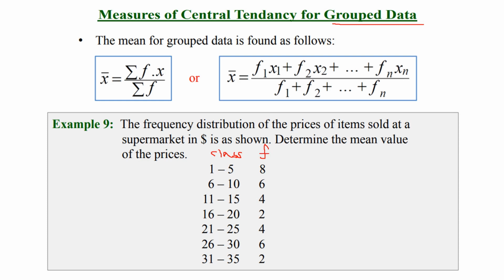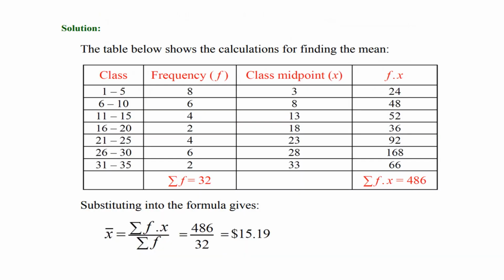So what do we have to do? The rule depends on the frequency and x, where x is the class midpoint. We already discussed the concept of class midpoint for drawing the frequency polygon, so we do the same thing. The solution for this question: first, you need to arrange the table. Take classes in the first column, and the given frequencies in the second column. Next column is class midpoint, which is lower limit plus upper limit.